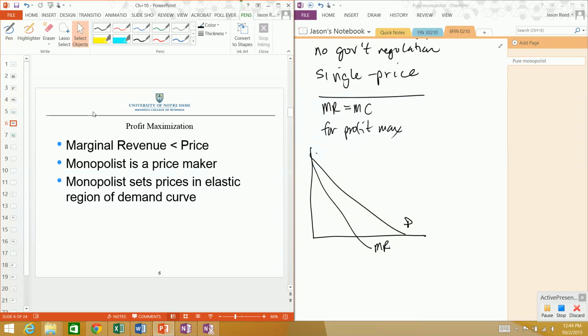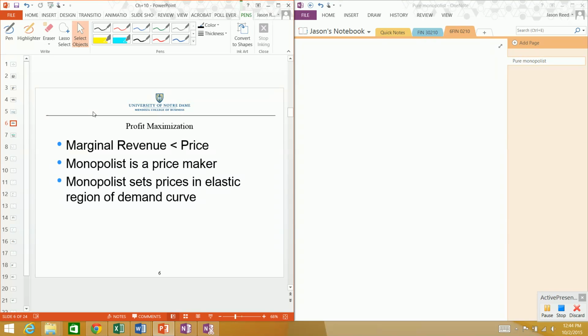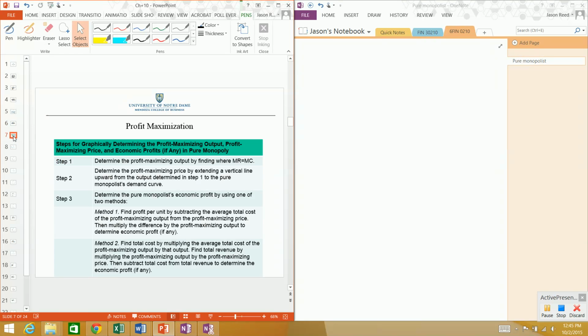And so the monopolist is going to set the price in the elastic region of the demand curve. And we know that to be true because those are the higher prices. Monopolists tend to avoid setting price in that inelastic region because they want to be able to charge a higher price for their good. They know that their product is fairly inelastic because of low substitutability. Therefore, they can get away with charging higher prices because we know it'll increase total revenue.